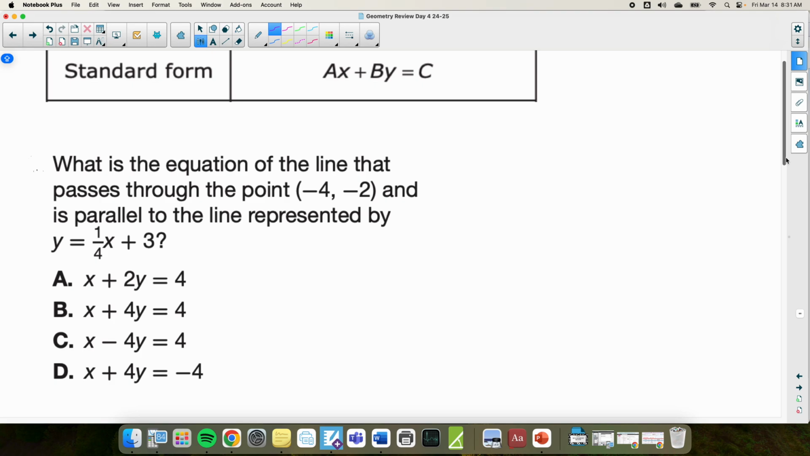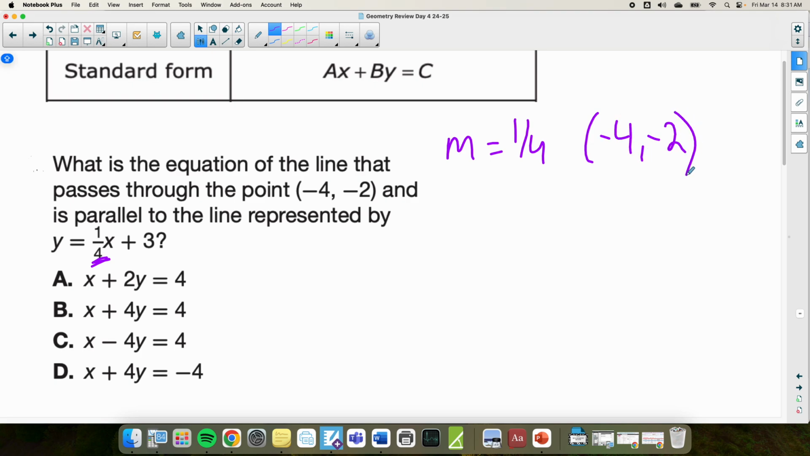What is the equation of the line that passes through the point -4, -2, and is parallel to the line represented by y equals 1/4 x plus 3? So we're going to take the slope here, and we're going to put this in slope intercept form, and then we'll change it into standard form. Alright, so we have the slope. And we have our point, -4, -2.